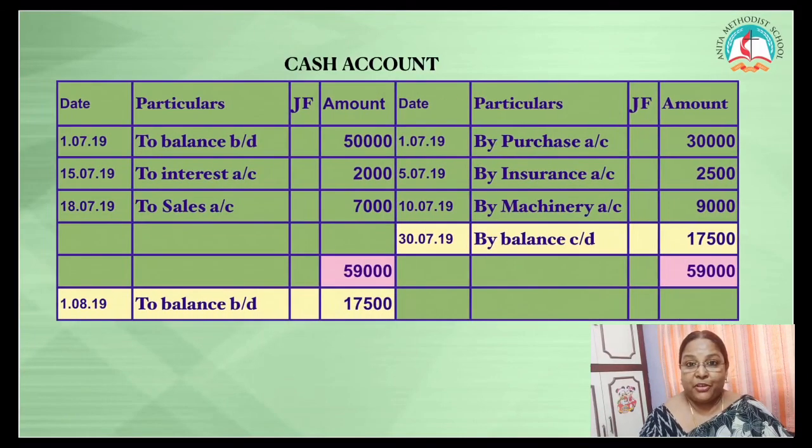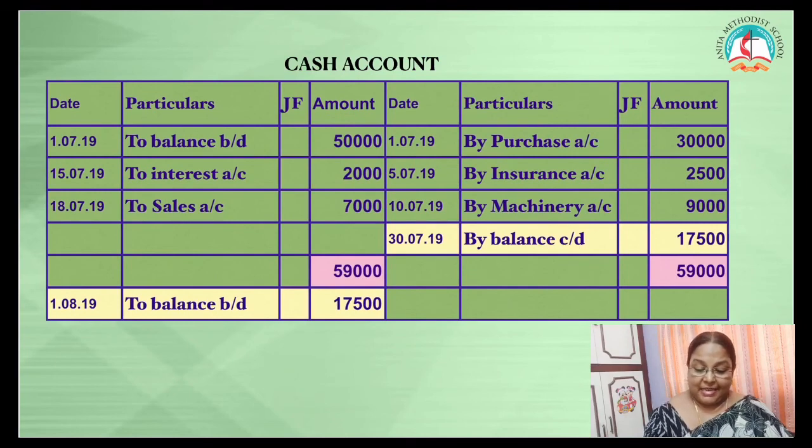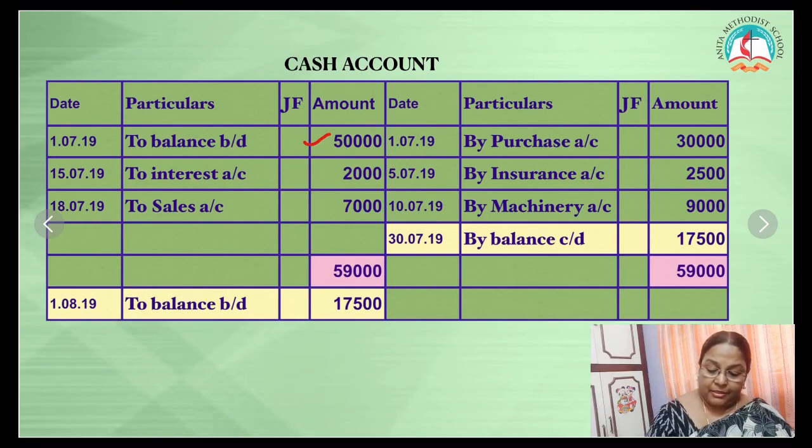Remember the format of your ledger account? Yes. Can you see? To balance brought down 50,000. Right. And then to interest account 2,000, to sales account 7,000, by purchases account 30,000, by insurance account 2,500, by machinery account 9,000. Now which side is heavier? Very good. This side is heavier, 59,000.